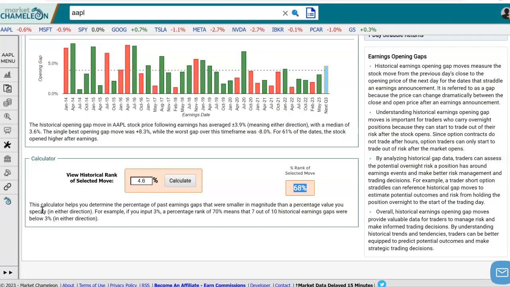And if we were doing, for example, a straddle or strangle, and we wanted to see how frequently Apple moved by a certain amount in either direction, we could put it in here. Let's say we put in 6%, we recalculate, and then we could see that 79% of the historical gap moves were below 6%, 21% were higher. And that's how you would use this calculator.